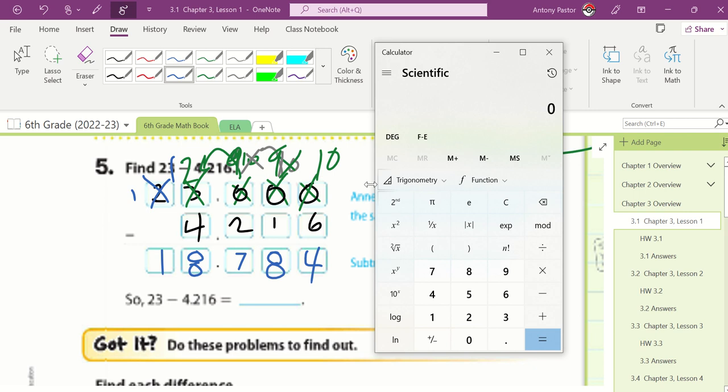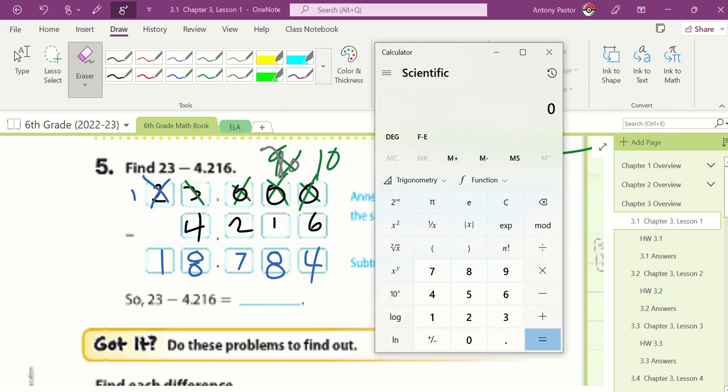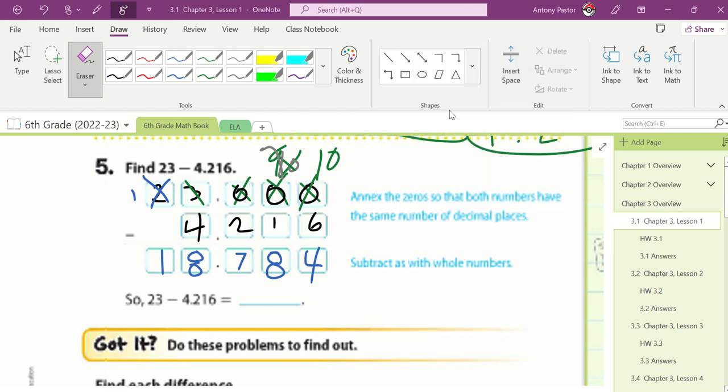Now, I highly suggest that if you have any kind of concerns, that you use a calculator to double check your work. I'm going to go ahead and erase these things up here so I can see what the original problem was and plug it into a calculator. Now, calculator is your friend to check your work, not necessarily to do your work. So I'm going to do 23 minus 4.216. And I got 18.784, which is exactly what I got. Therefore, I know I did this correctly. So, calculators are your friends for checking answers, not doing the work.